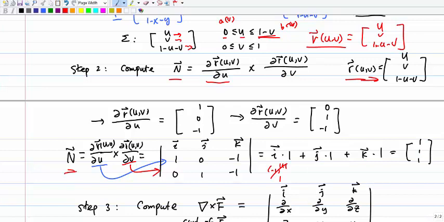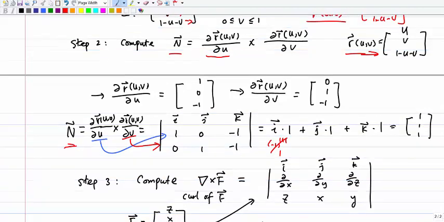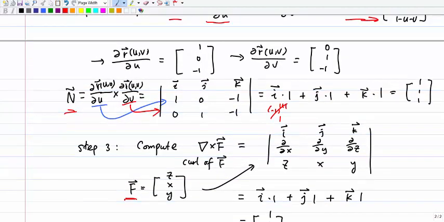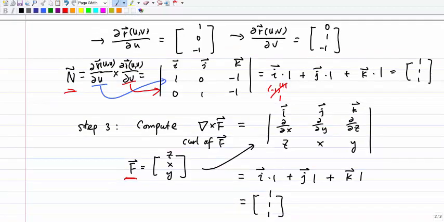The next one, we compute the curl of f. Remember f is given by z, x, y. So the curl of f is given by this: the first row is i, j, k, the second row is partial x, partial y, partial z, and the last row is z, x, y. If you do all the computation as with a standard 3 by 3 matrix determinant, this becomes i times 1, j times 1, and k times 1. So it's also the vector 1, 1, 1. So both n and the curl are 1, 1, 1.